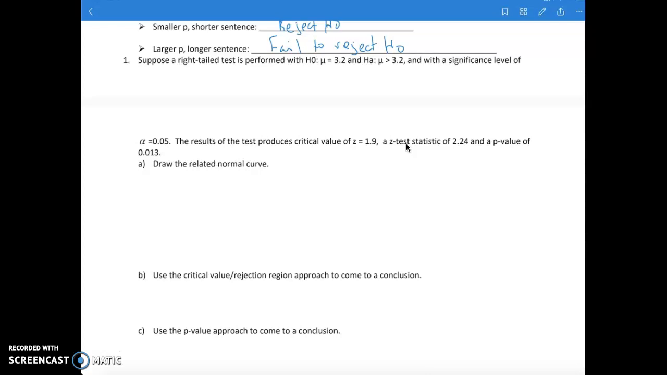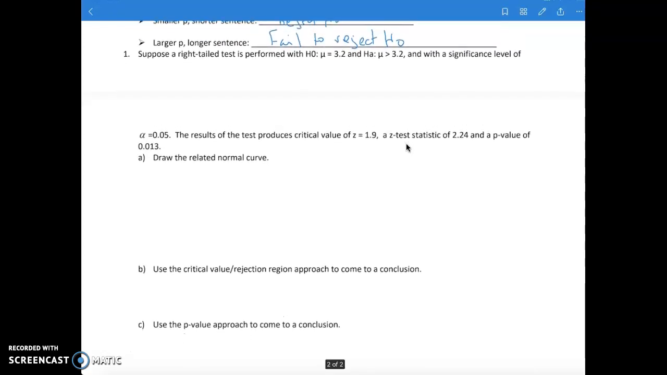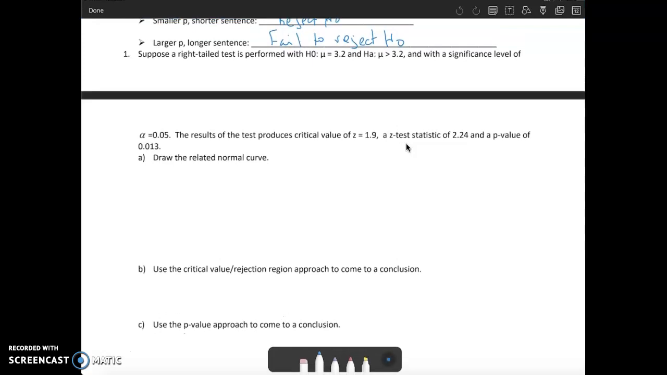First, it asks us to draw the related normal curve. Then we're going to use the two different approaches to come to a conclusion. And we hope our conclusion matches because they should. So let's see what's going on here. We've got a normal curve. We know that because we've got the z-test going on here.